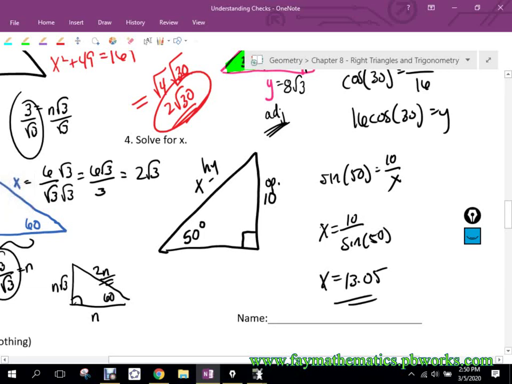Type that into your calculator, and you're going to get 13.05 back. And I didn't tell you how to round, so if you put 13 in, you put 13.1 in, anything in that area I gave credit for. Okay? Now that's a rounded value, right? It's not very good. Okay?